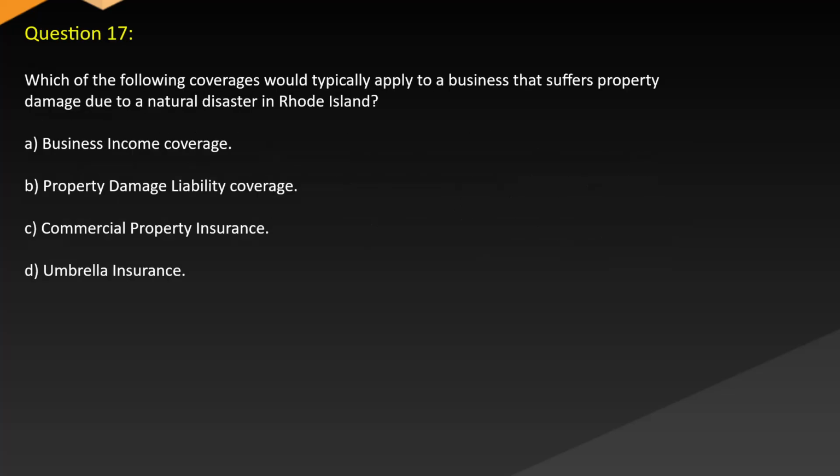Question 17. Which of the following coverages would typically apply to a business that suffers property damage due to a natural disaster in Rhode Island? A. Business income coverage. B. Property damage liability coverage. C. Commercial property insurance. D. Umbrella insurance.